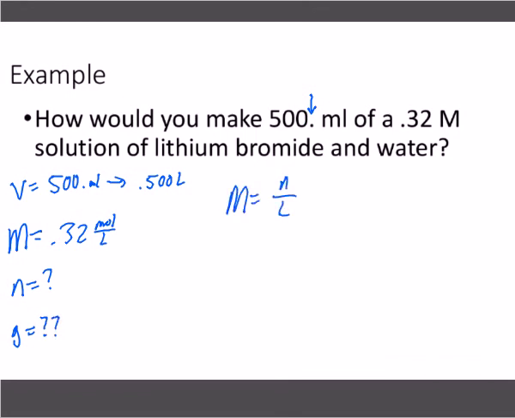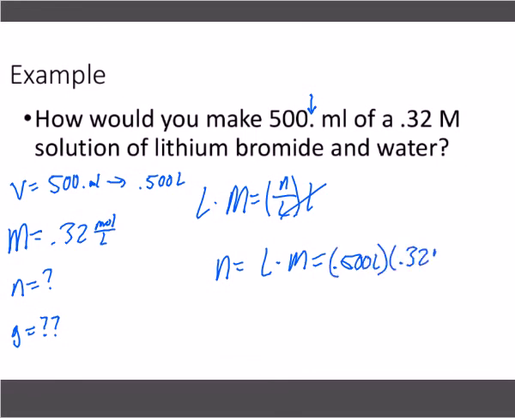How do I cancel out fractions? You can multiply or cross multiply, guys, same thing, because this is like saying this over 1. Either way, whatever you are comfortable with doing, liters cancel out here. So moles equals liters times molarity. We have 0.500 liters multiplied by 0.32 moles per liter. Liters are gone. All right, we have 0.16 moles.